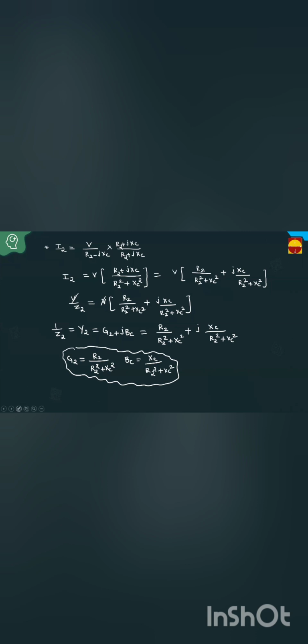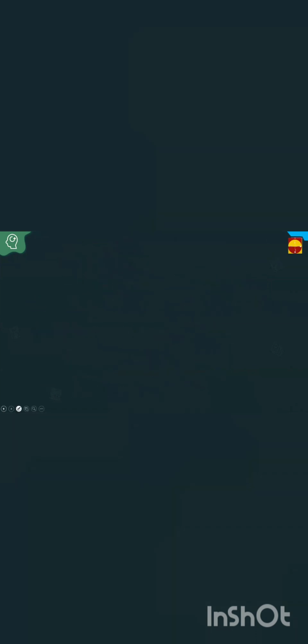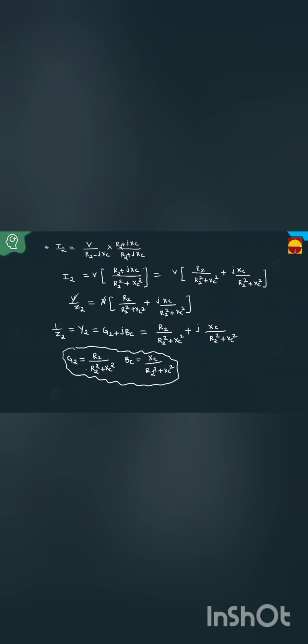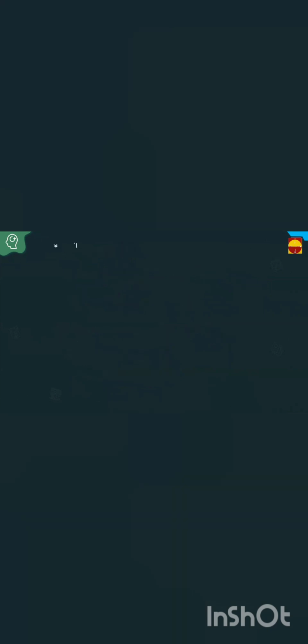And one more observation here. What I taken: I equal to I1 plus I2. Shall I write like this? I equal to I1 plus I2. What is I1, students? V by Z1 plus V by Z2. This is also important. Take V common. I by V equal to 1 by Z1 plus 1 by Z2.